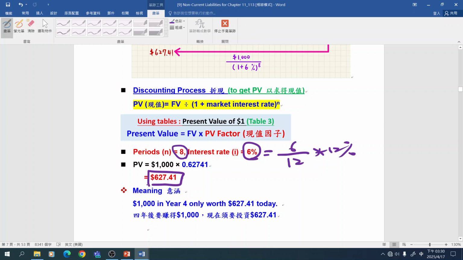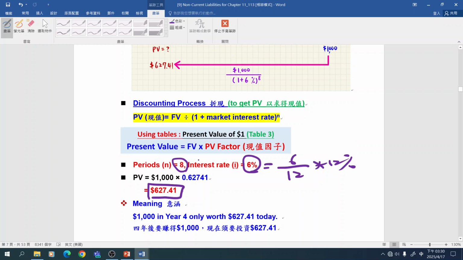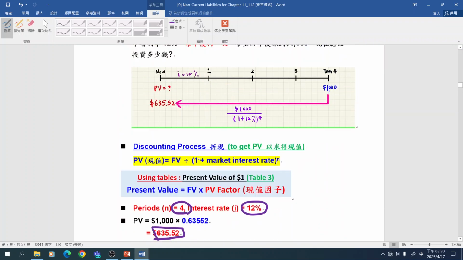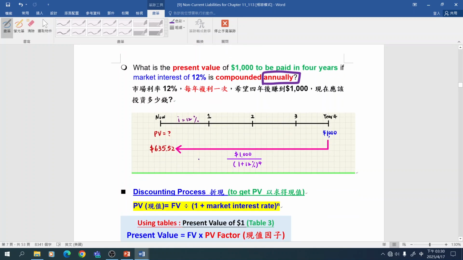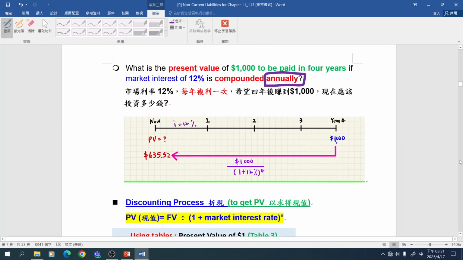$627.41. So did you find out the difference? So what's the difference? For page 10, do you know what's the interest incurred? Go back to page 10. What does it mean? At the beginning, you invested $635.52. After 4 years, you got $1,000. So what does it mean? How much interest you get after 4 years? The difference, right? So the difference is the interest you get.